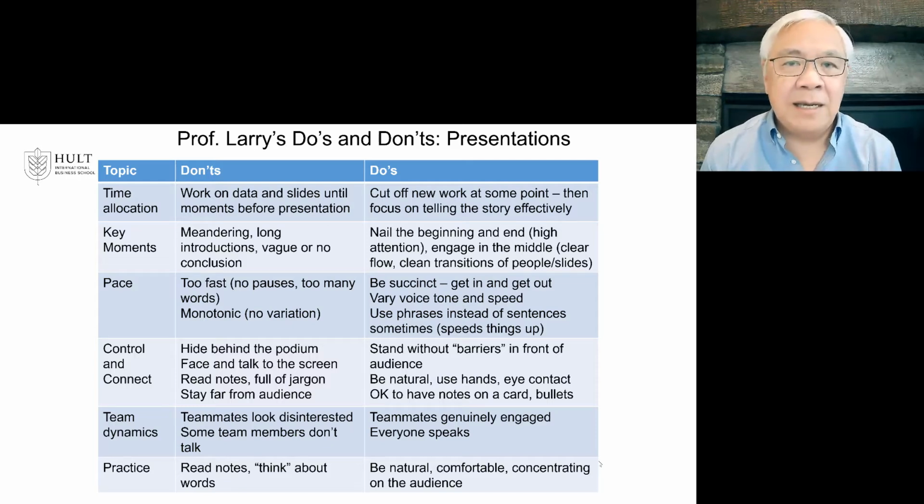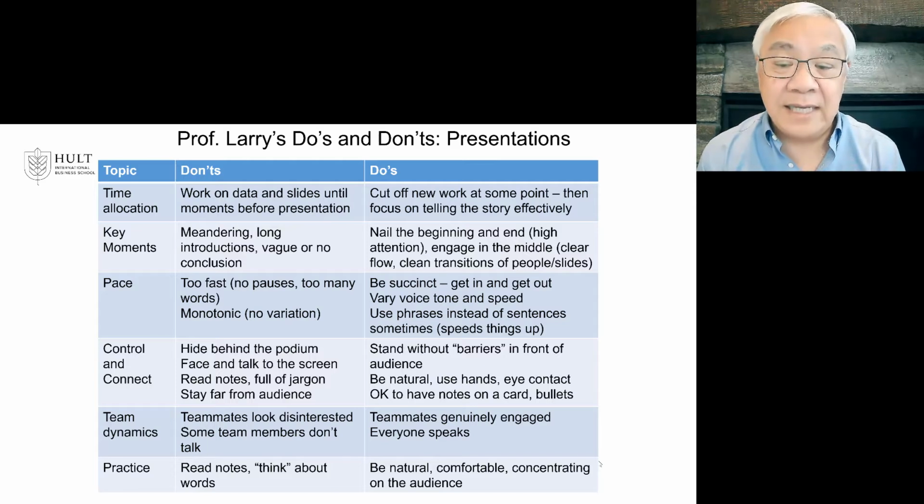And that's the key thing to understand about your audience. Pace. Some people talk too fast because they're rushing themselves to make sure they can fit it in time. And some are monotonic. They talk like robots, and there's no change in tone. These don't work. So be succinct, get in and get out of your slides so that you get what you need, but don't dwell on topics beyond their need. And then vary your voice, tone, and speed. That makes it more pleasant and easy to listen to.